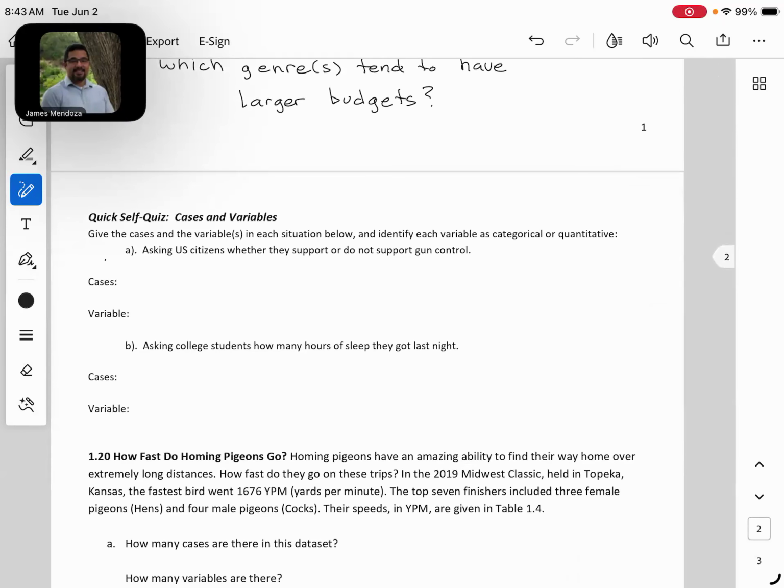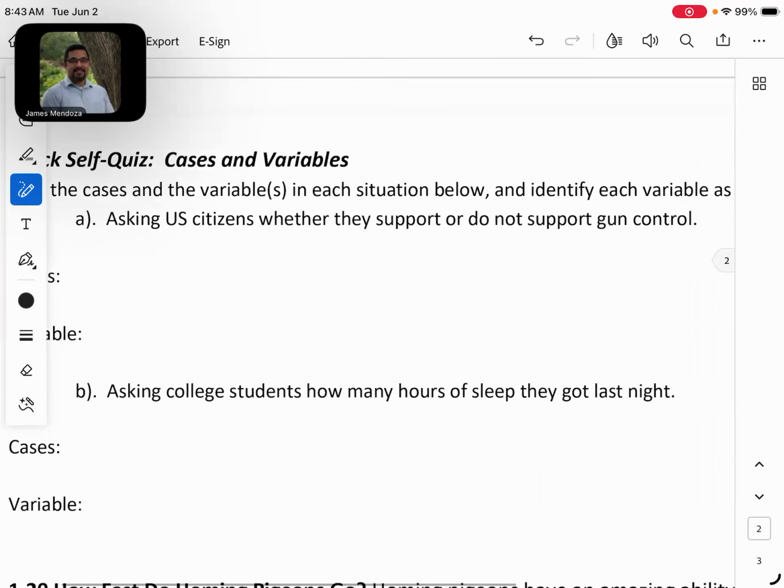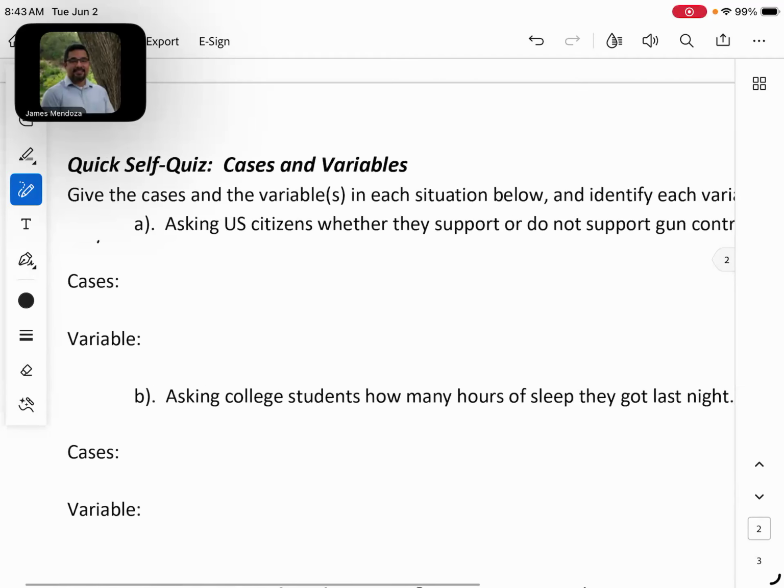Now, the other thing that we're going to be looking at, well, actually, this is just a quick quiz. Let's suppose we're doing part A together. What were we doing just a second ago? Again, if they did a study that was asking U.S. citizens whether they support or do not support gun control, the first part they're looking for is what would be the cases. So who was it that they collected information from? Short answer would be the U.S. citizens.